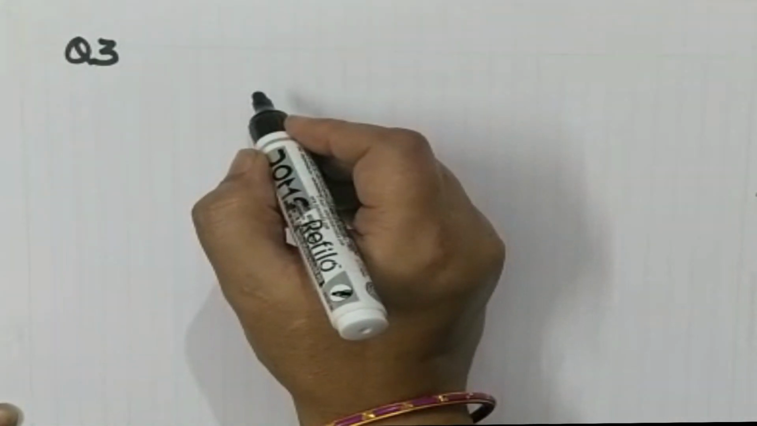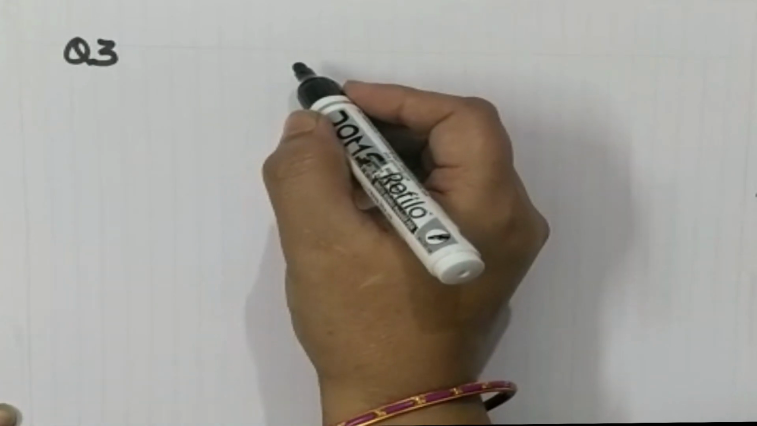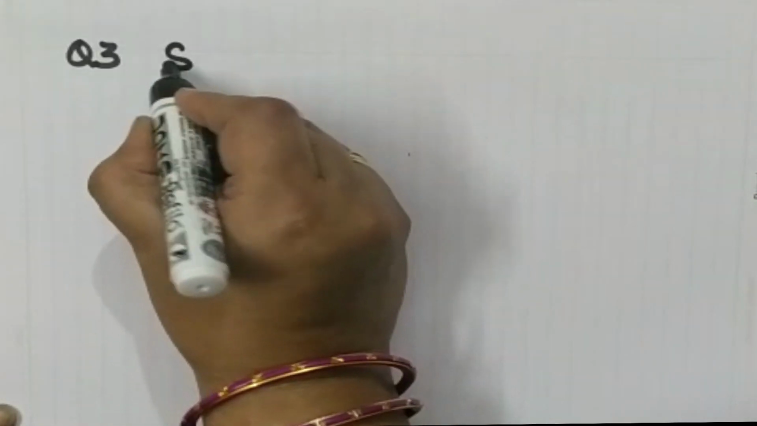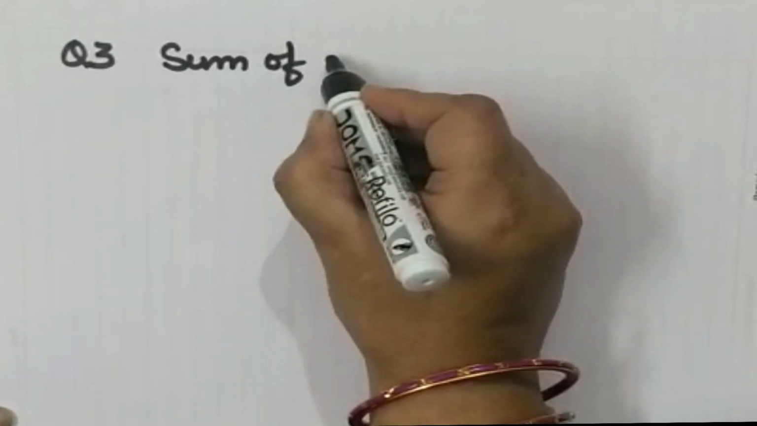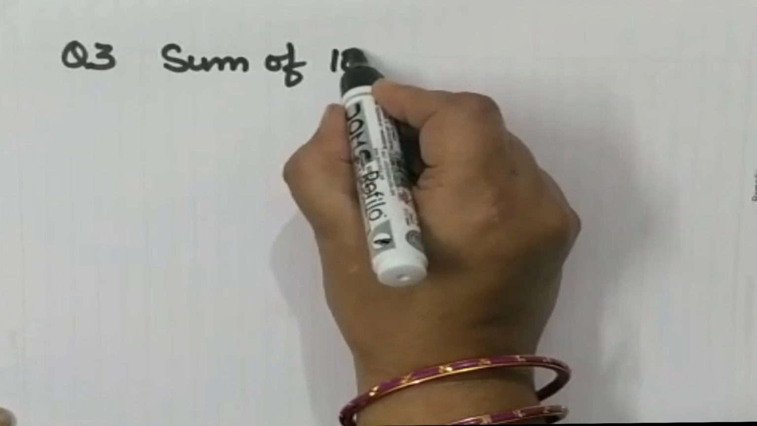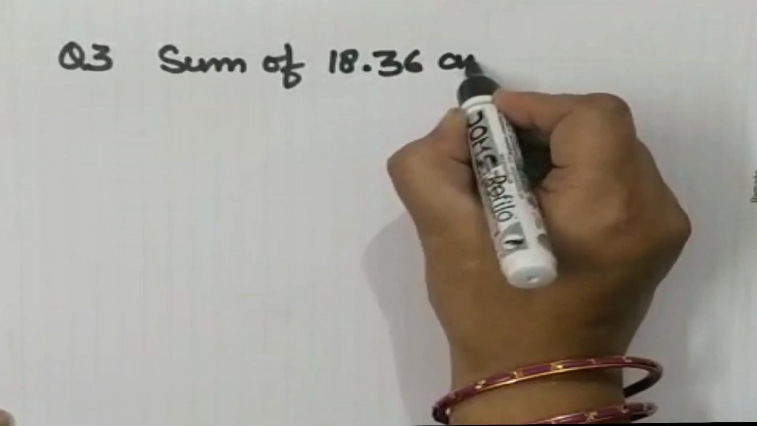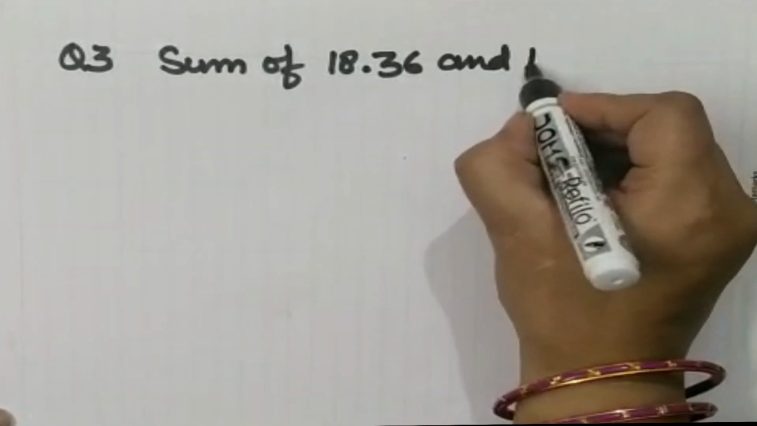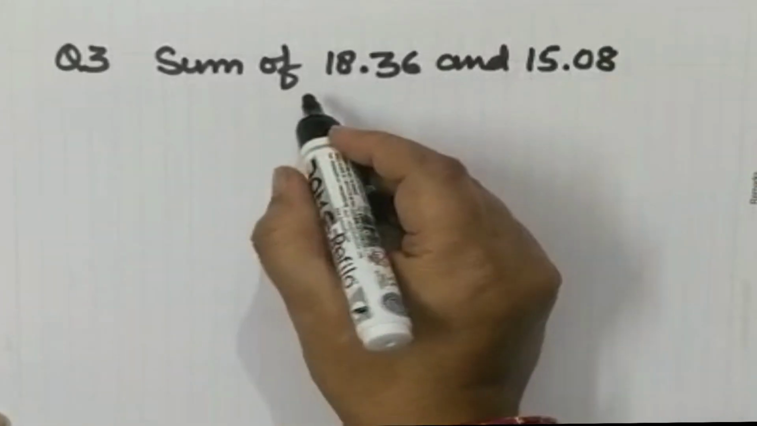Question number 3. By how much is the sum of 18.36 and 15.08 greater than their difference? So first we find the sum of both numbers. Sum of which both numbers? 18.36 and 15.08. First we find the sum.